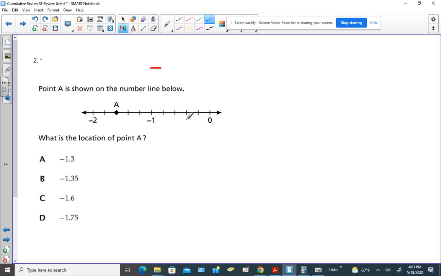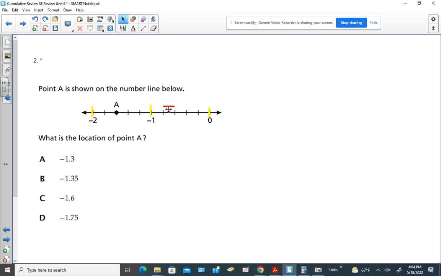Anytime you see these number lines, I've been telling you to make sure that you count the number of spaces there are between whole numbers. So we could either count the number of spaces that are between the -2 and the -1, or we can count the number of spaces between the -1 and the 0, because it should match. So let's do that. We'll count between the -1 and the 0.